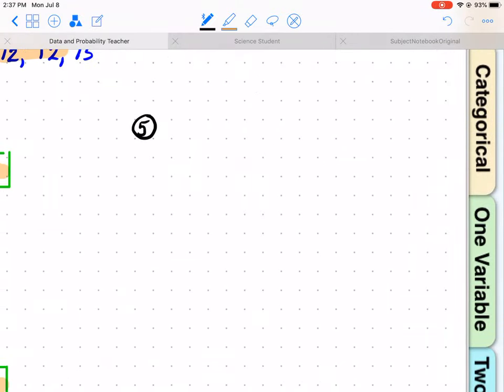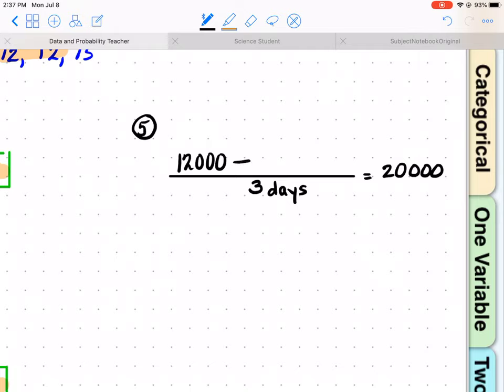Set up your mean form. We want to average 20,000. So that is the mean, that's the average. And we're doing this for 3 days. So 3 will be our bottom number. Let me go ahead and give you that little hint. And then we need to add up our days. So we have 12,000 plus 16,000 plus this third day. And I'm going to use the letter T to represent the third day.